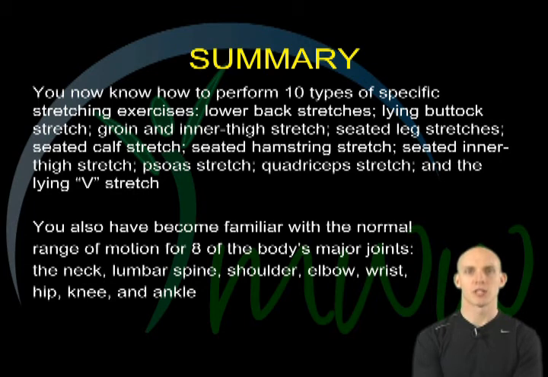You have also learned definitions of words relating to normal range of motion, such as extension and flexion, abduction and adduction, supination and pronation. And you should also be familiar with the normal range of motion for all of the body's major joints: the neck, lumbar spine, shoulder, elbow, wrist, hip, knee, and ankle. Stretching these joints regularly will give you enhanced flexibility and ease of movement.